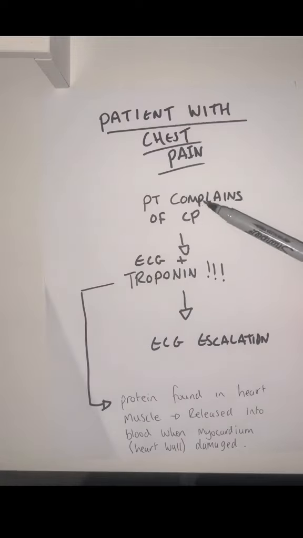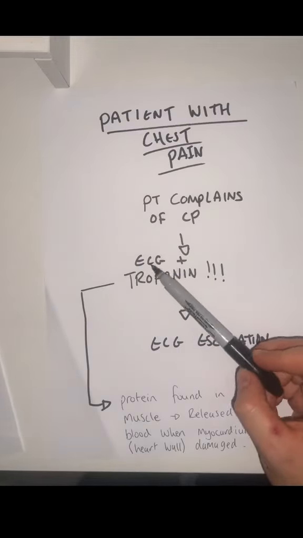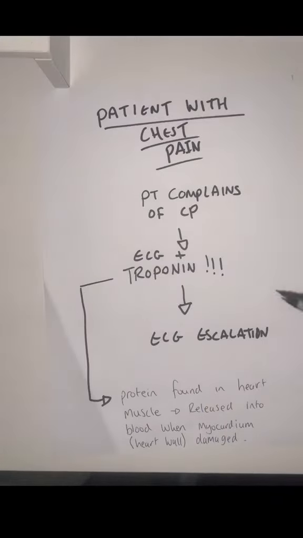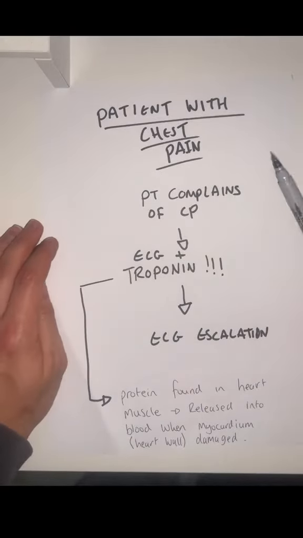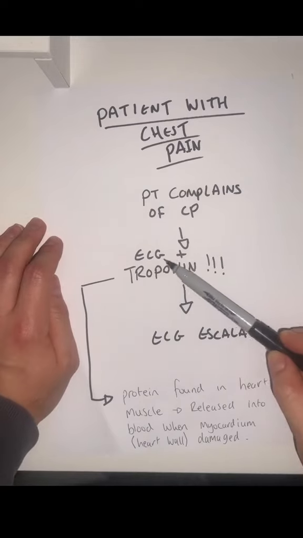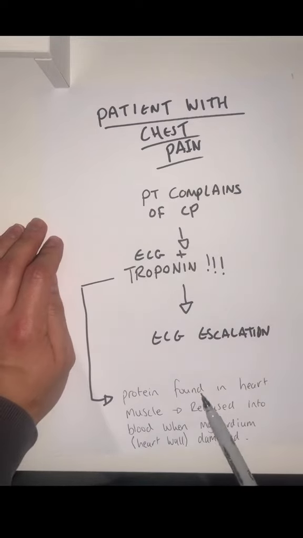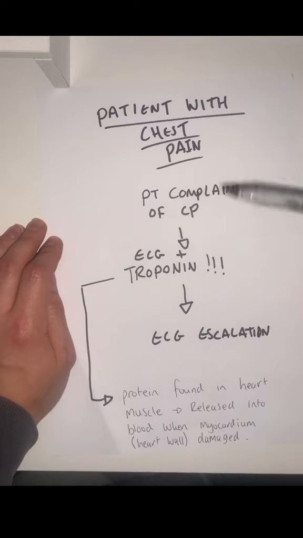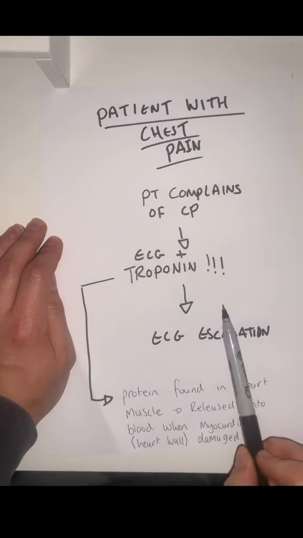If you have a patient that comes in with chest pain, the very first thing you want to do on them is an ECG to rule either of these two out, because there's a lot of causes of chest pain and it's not always a heart attack. So you'll also want to do a blood test on them for troponin, and this is a protein that's in the heart and it's released into the blood when the myocardium is damaged, which is the heart wall. So you'll do that and you'll wait for the results and you'll get your ECG escalated to a doctor.